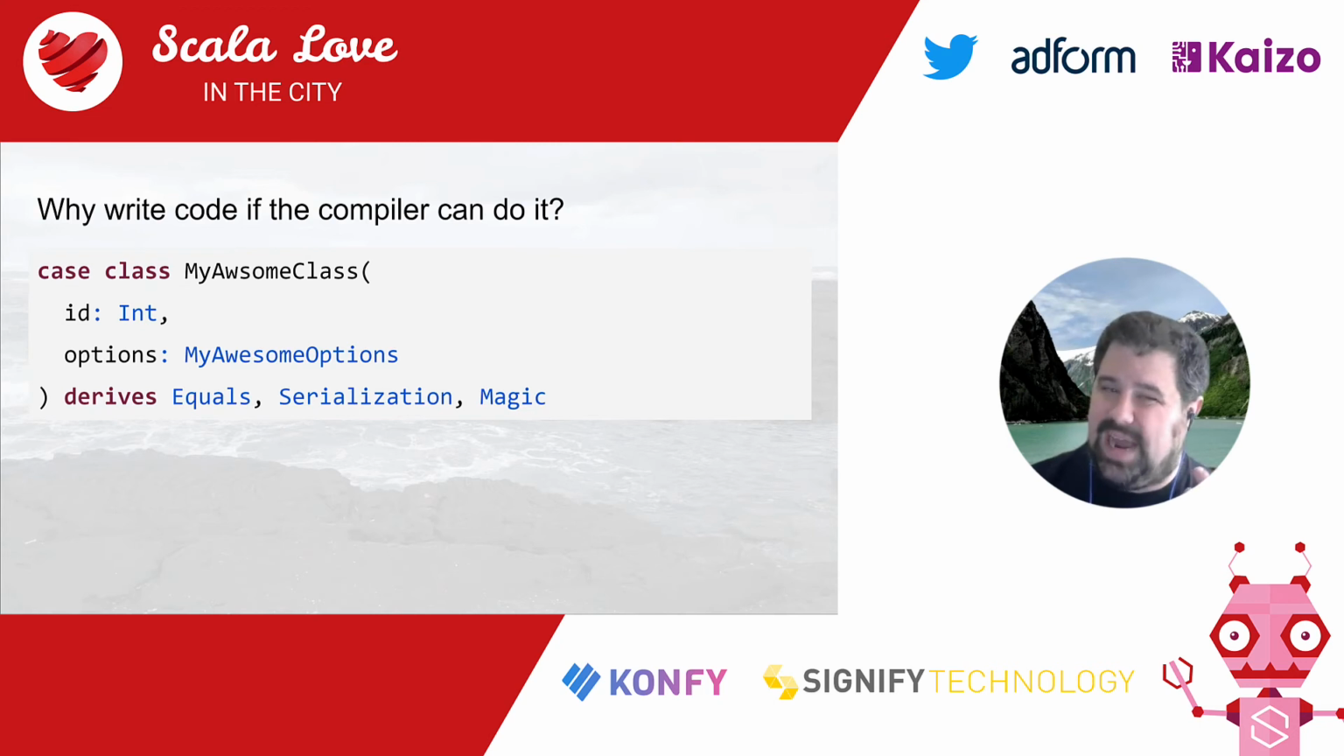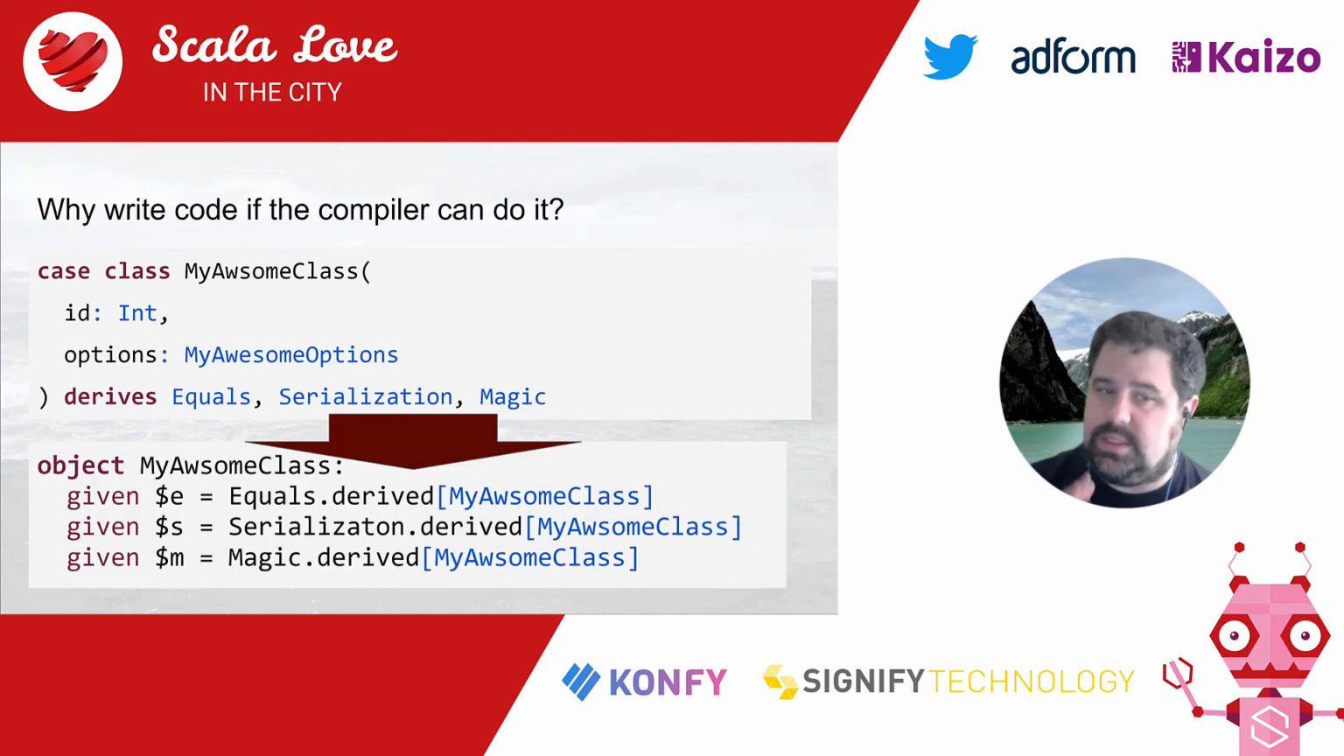What the compiler actually does with this is, when it synthesizes your companion class, it calls equals.derived. There's a method that is assumed to exist on the companion object of a type class around how to derive instances of that type class for folks. So folks using case classes, folks using enums, folks using sealed traits, they can derive the type class directly without having to write so much boilerplate.